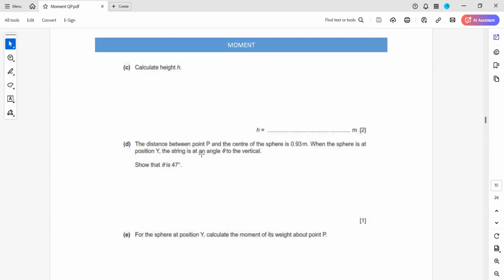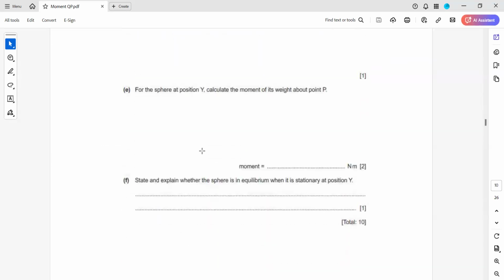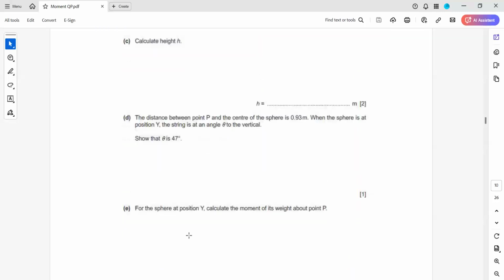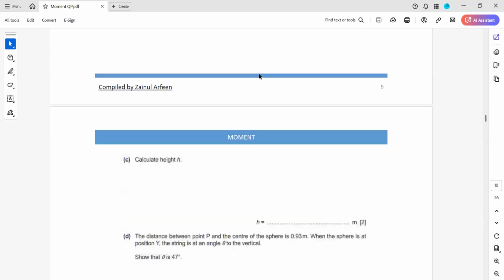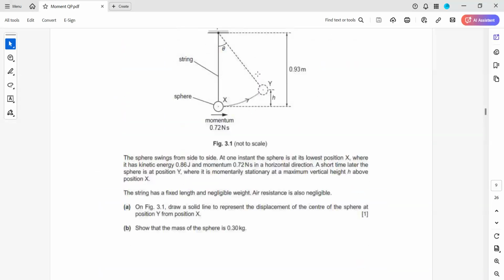Then calculate the height, parts C, D, E. Any doubt? The last page, page 10, whole page. Calculate the height. If you need the height, you have to assume that if there is no loss of energy, the kinetic energy is equal to the potential energy. So the loss in KE is equal to the gain in potential energy. So mgh is equal to half mv squared. m will cancel with m. So gh is equal to half v squared.